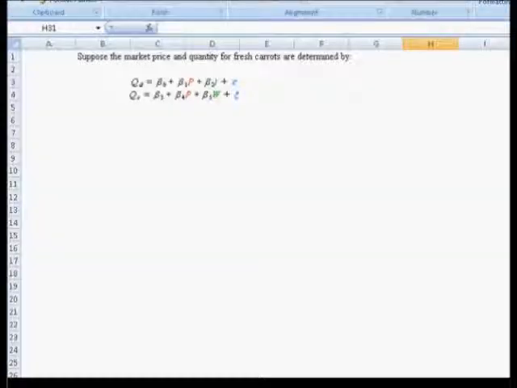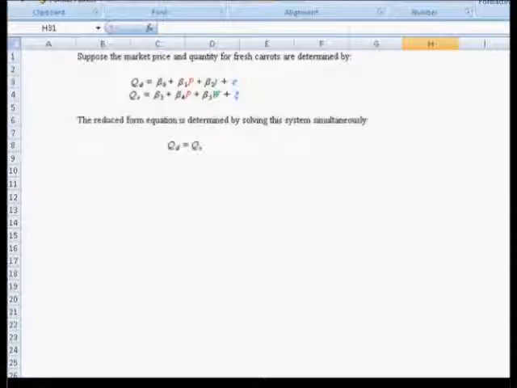Suppose the supply and demand for carrots are given by the following two equations, where T is time, a proxy for evolving taste over time, W is weather, Q is quantity supplied and demanded, and P is price, which is endogenous in the model. The reduced form equation is found by solving the system of equations for P as follows.